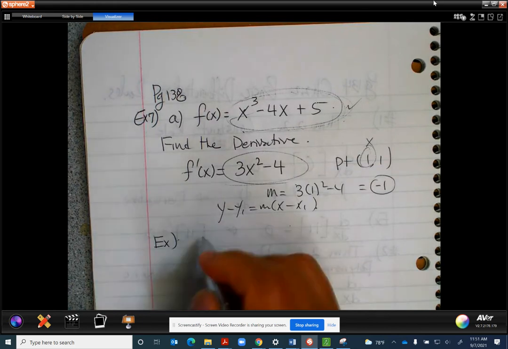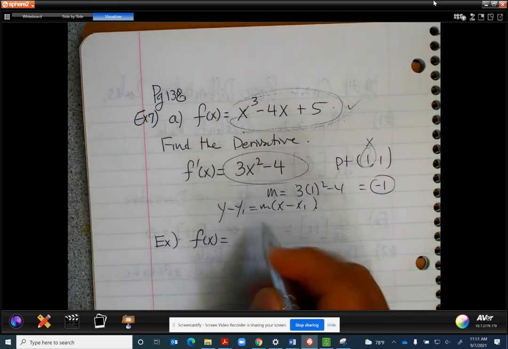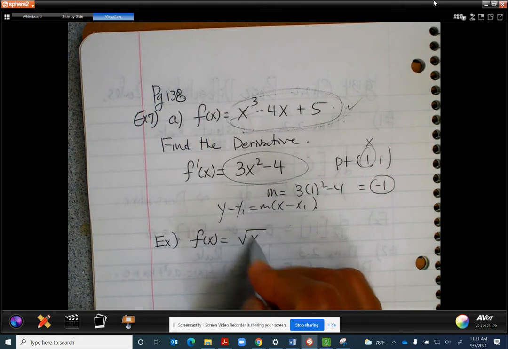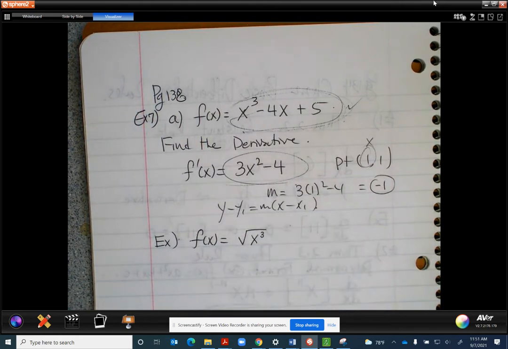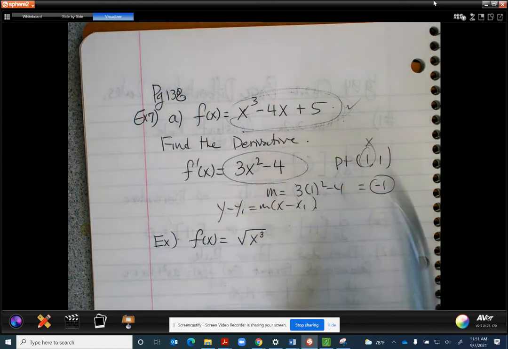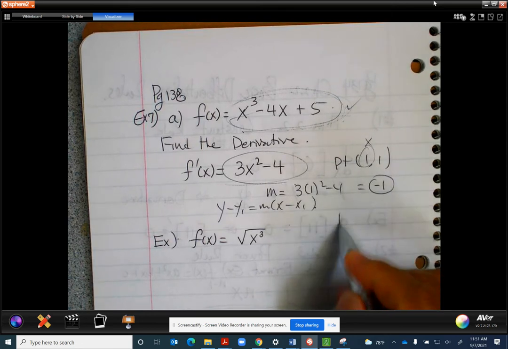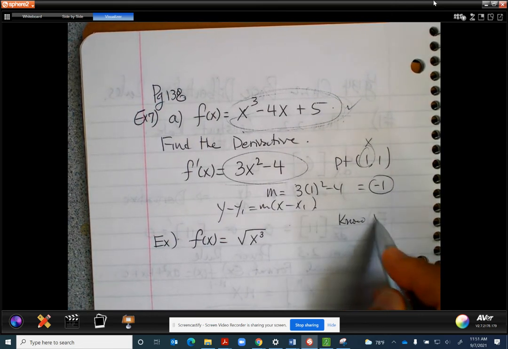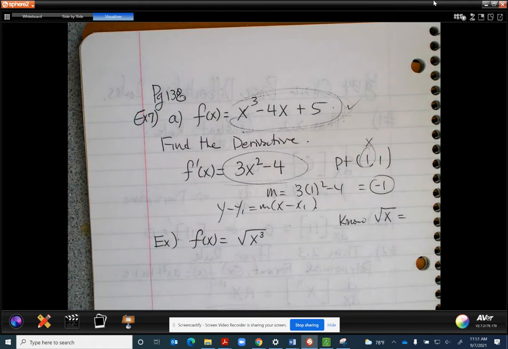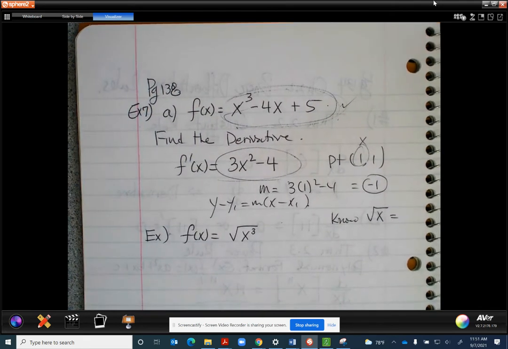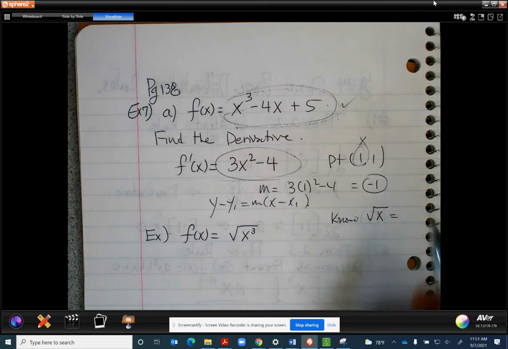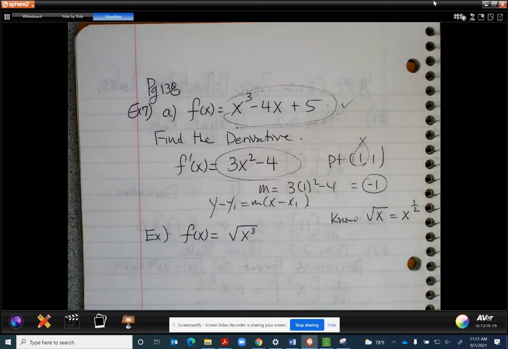So look, if I gave you f of x is equal to square root of x to the third power, this is not in one of these forms. But you need to know how to rewrite square root of x. Anybody know how to rewrite square root of x? What's square root of x? This is x to the power of 1/2. If you don't know this, you need to know this, okay? Square root of x is the same thing as x to the power of 1/2.